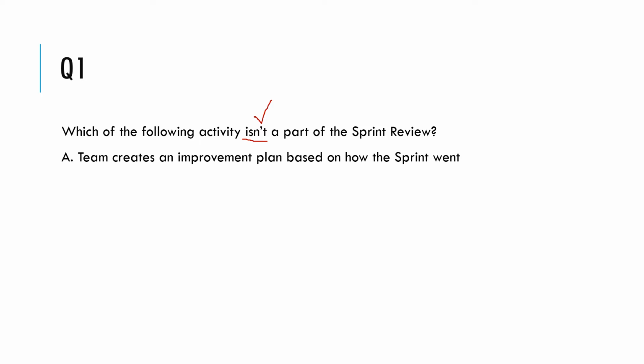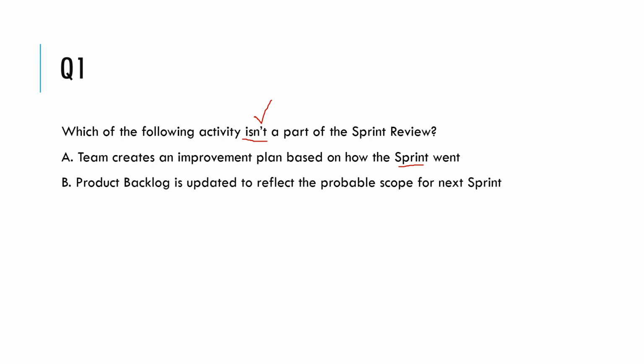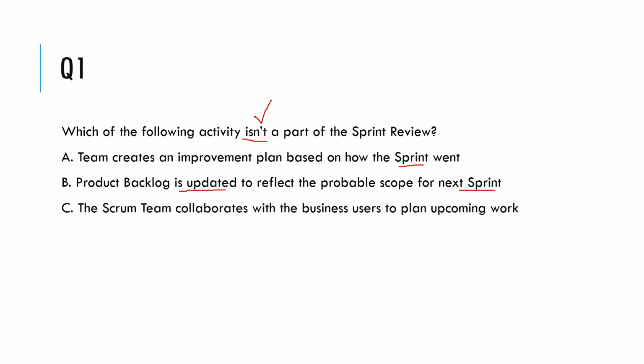Team creates an improvement plan based on how the sprint went. Product backlog is updated to reflect the probable scope for the next sprint. The Scrum team collaborates with the business users to plan upcoming work. The deliverable or the working software is demoed or demonstrated.